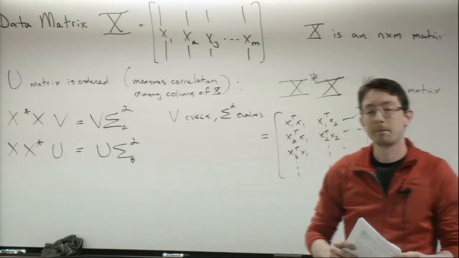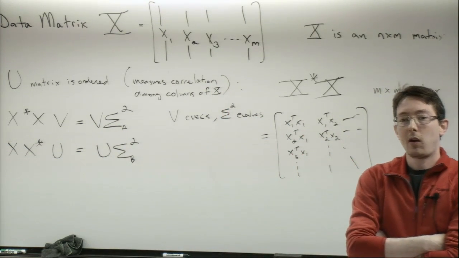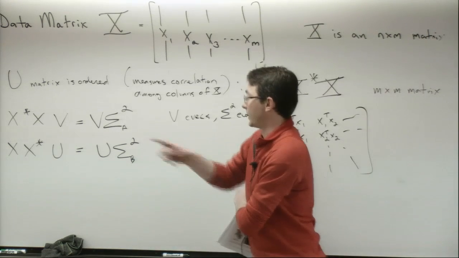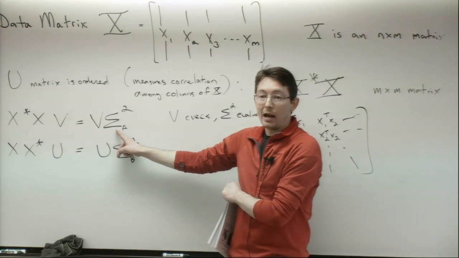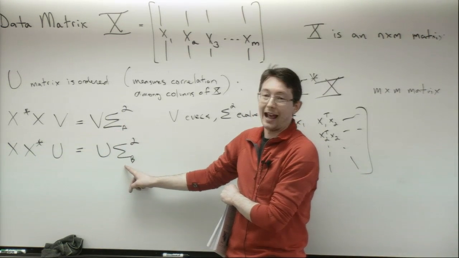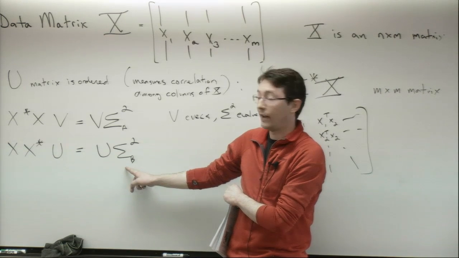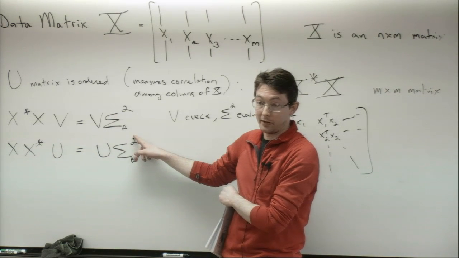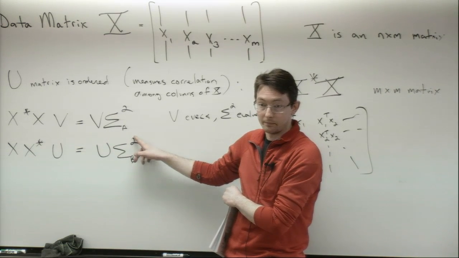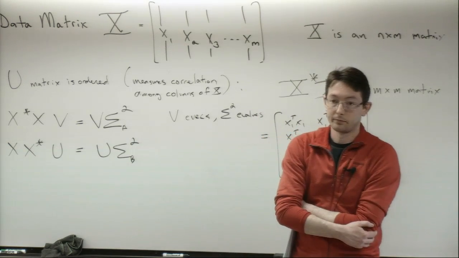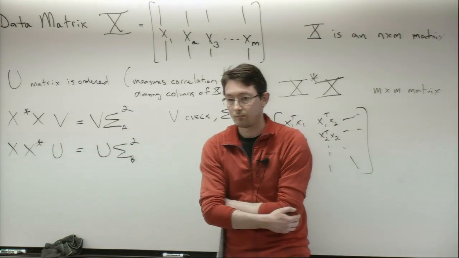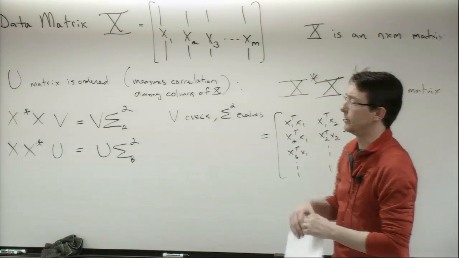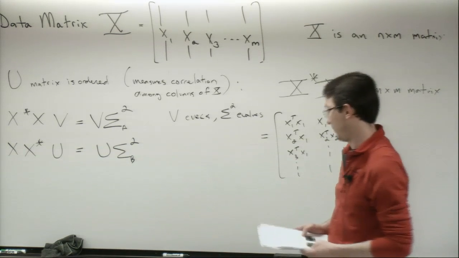Yeah? So sigma A and sigma B are slightly different from one another? They're just different in size. Sigma A is m by m, and sigma B is n by n. They have exactly the same non-zero eigenvalues. These are all things you can prove and demonstrate if you want.